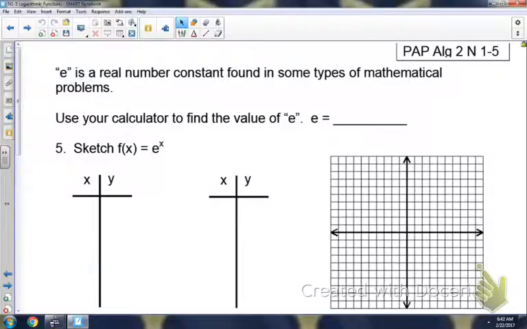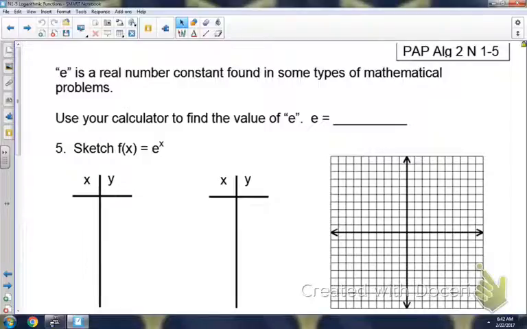Okay, let's take a look at the very back on notes 1.5. E is a real number constant found in some types of mathematical problems. Remember we discussed E whenever we were doing continuously compounded problems. We had that E in our formula. So it says use your calculator to find the value of E.